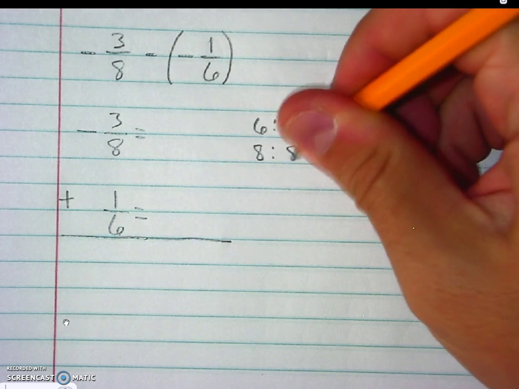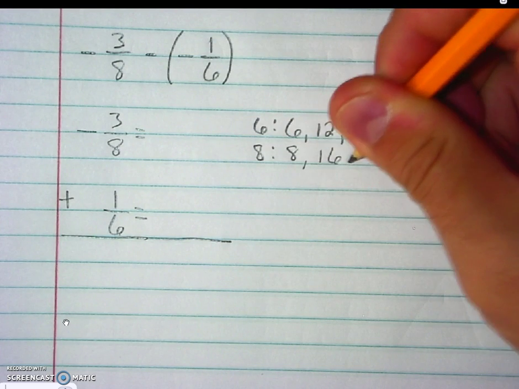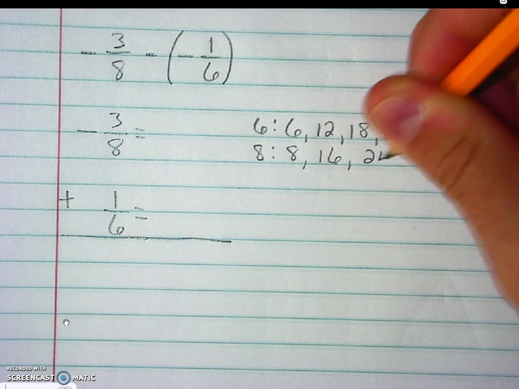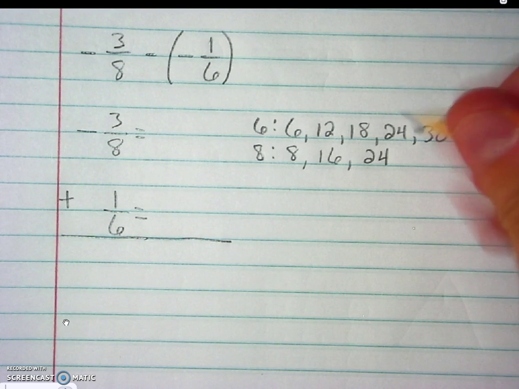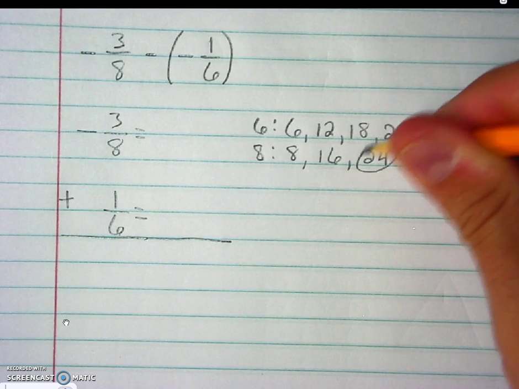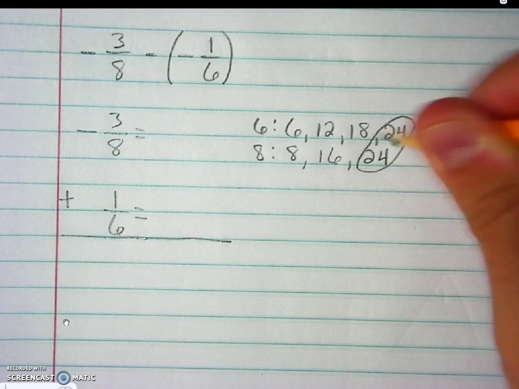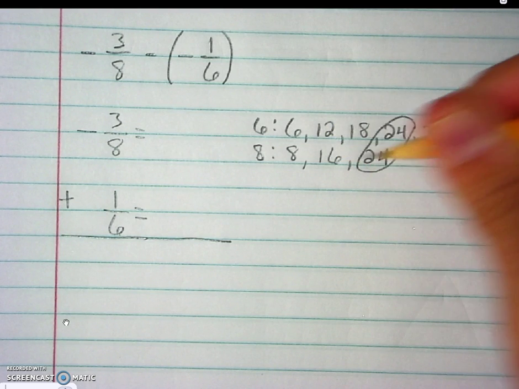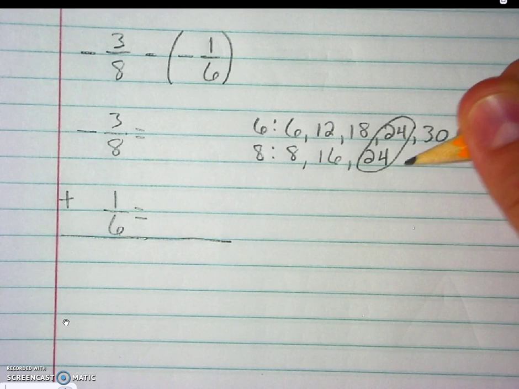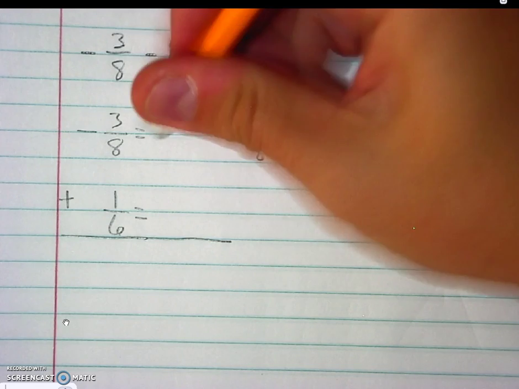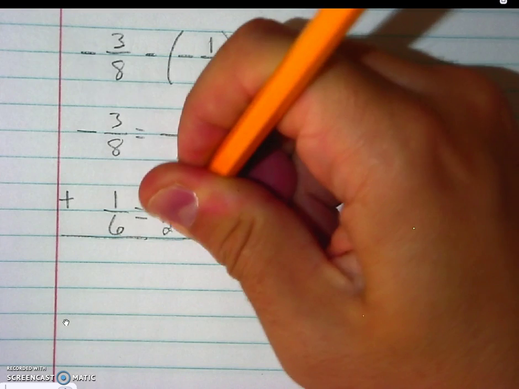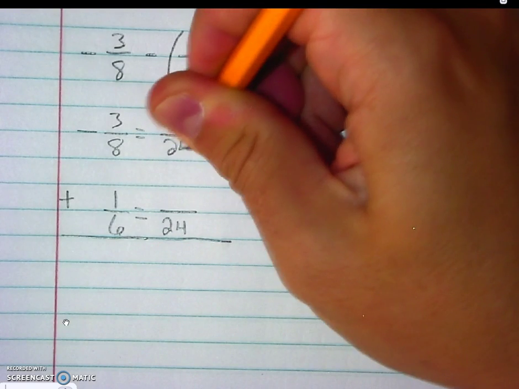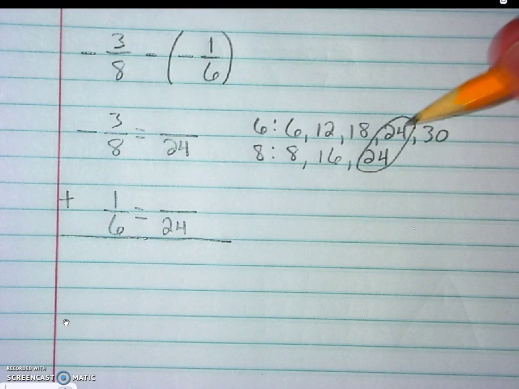That will be 8, 16, 24. And I'm actually going to stop here because at that point I've identified two common multiples. That is the smallest one that they both have in common. Our least common multiple is 24, and that will be our new denominator. And this is how we identify that new denominator.